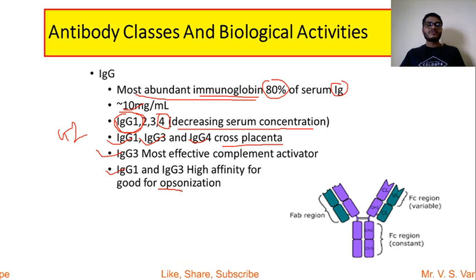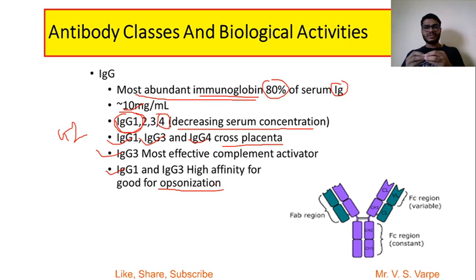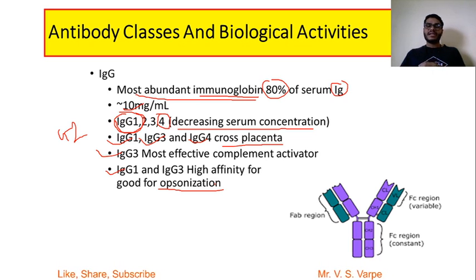What is the meaning of opsonization? Opsonization means the ability to attract antigens. Normally the antibody attaches to the antigen, and the antigen is attracted to the antibody structure. Opsonization is a very important concept, as they specifically attract antigens.